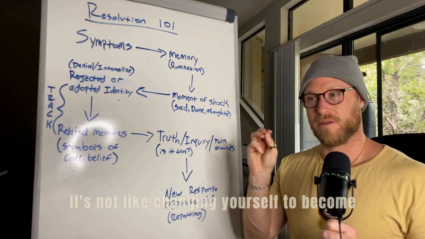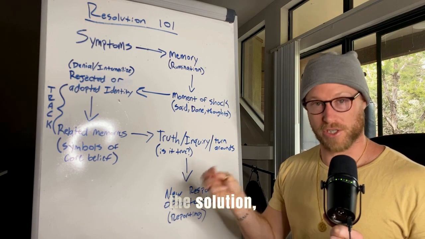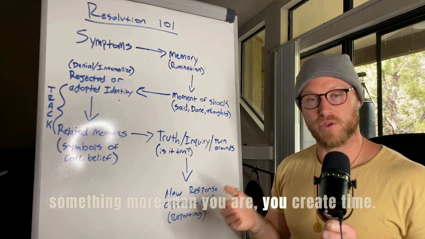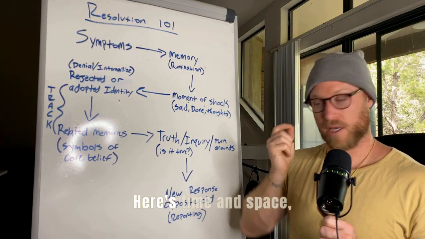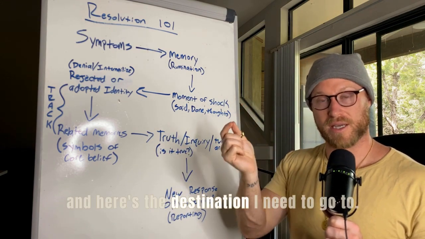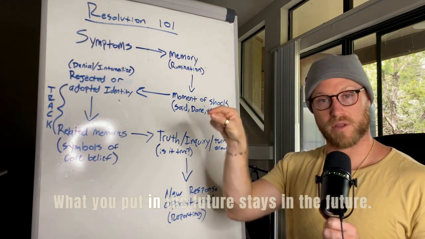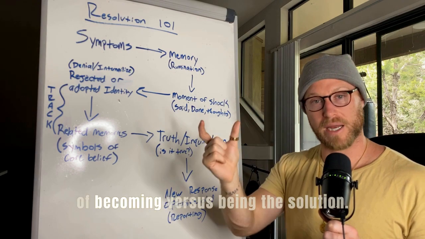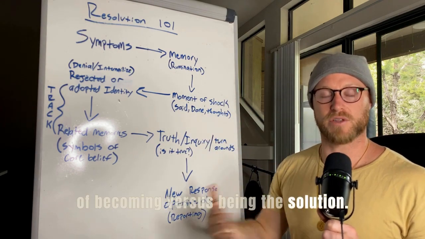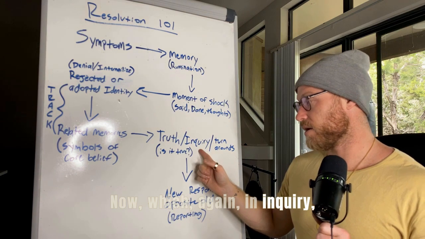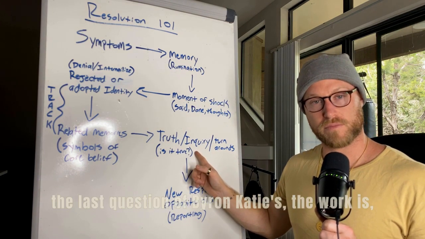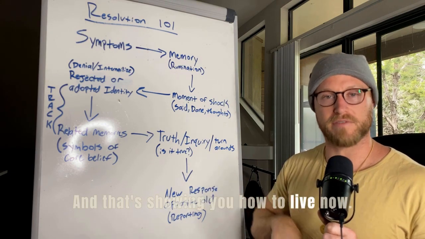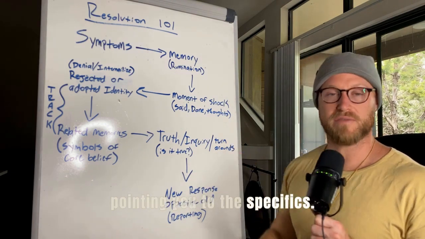It's not like changing yourself to become the solution, because anytime you think you need to become something more than you are, you create time. You go, I'm here. Here's time and space, and here's the destination I need to go to. And guess what happens? What you put in the future stays in the future. So you just do that for the rest of your life, and you're in this state of becoming versus being the solution now, which again, in inquiry, the last question of Byron Katie's The Work is, who would I be without that thought? And that's showing you how to live now. And those turnarounds are pointing you to the specifics.